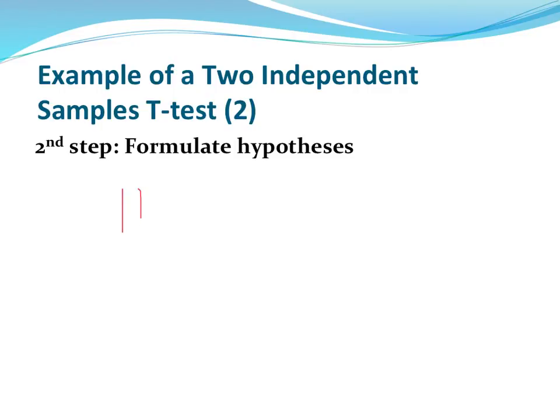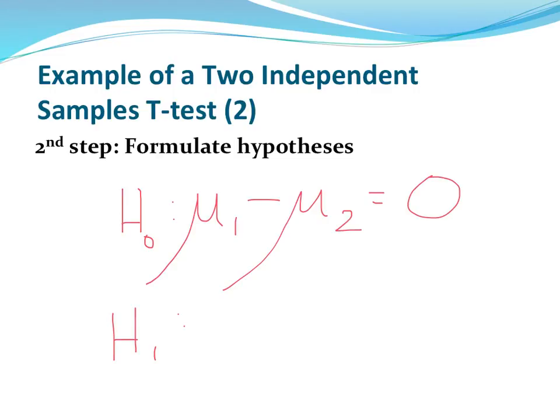My null hypothesis will be mu1, which I am going to designate as the people on the new medication, minus mu2, or people not on the new medication, equals 0. I am essentially saying in the null hypothesis that there is no difference between the mean of the two groups. My alternative hypothesis will be mu1 minus mu2 is not equal to 0.